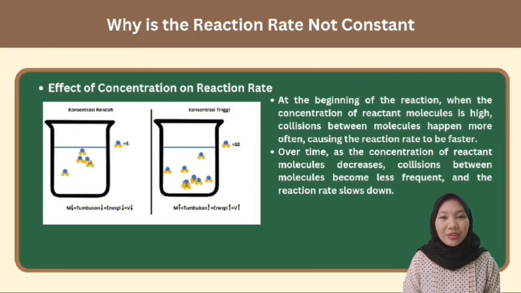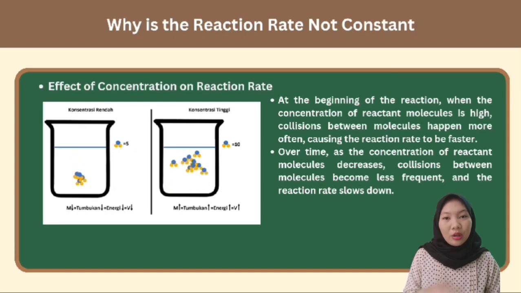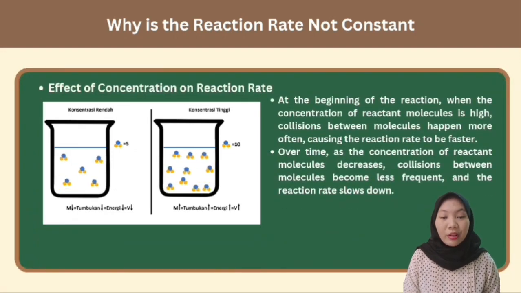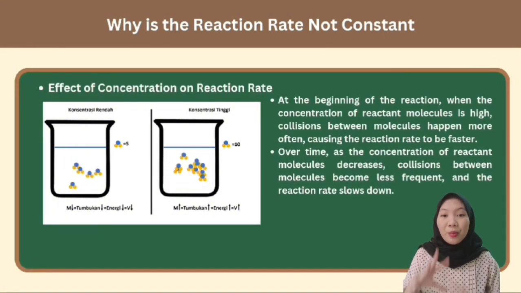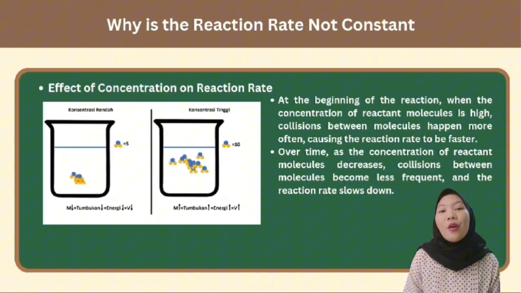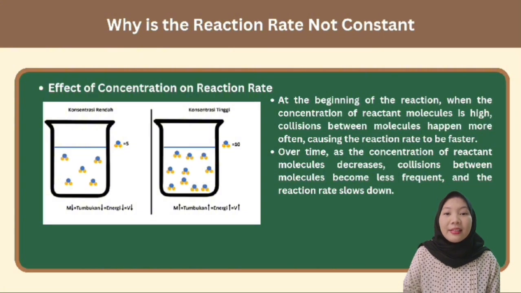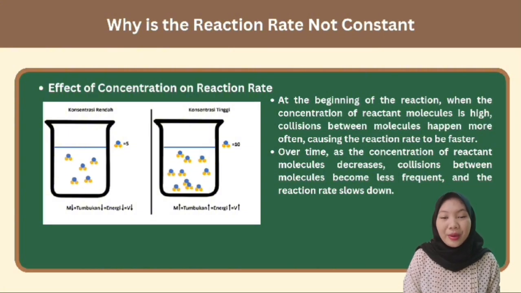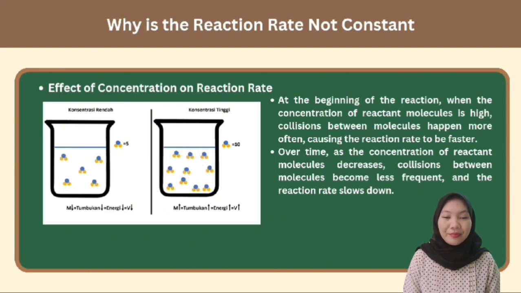Okay, why is the reaction rate not constant? At the beginning of the reaction, when the concentration of reactant molecules is still high, it means there are many reactant molecules in the system. As you can see in the video, with so many molecules, the chances of collisions between molecules are higher. Thus, more frequent collisions increase the chances of the reaction happening, so the reaction rate is faster.